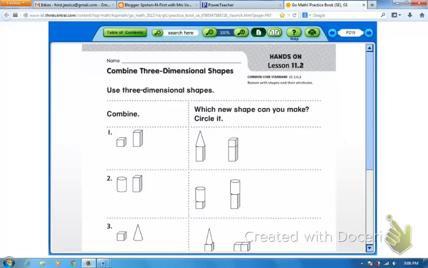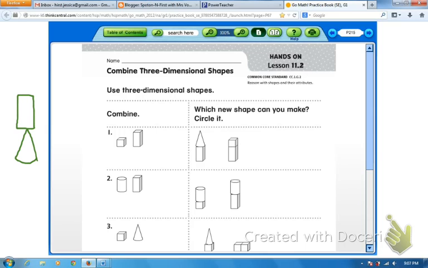For lesson 11.2, we are talking about being able to combine three-dimensional shapes. And once again, the first thing we started talking about was how we have real-world objects that are three-dimensional shapes, and we can combine them to make new shapes. Another thing we talked about in class was which shapes you can combine to make a new shape, such as we couldn't have a cone on the bottom and then try to put a rectangular prism on top. That would be really difficult to stack.